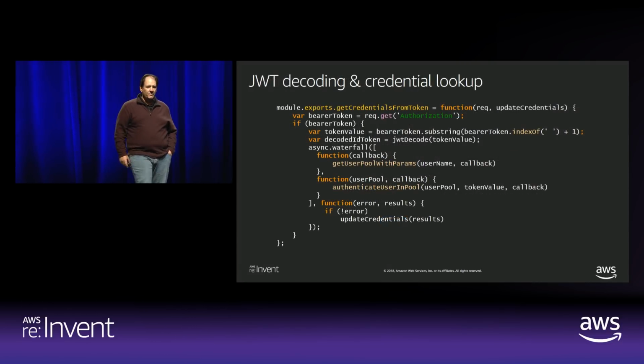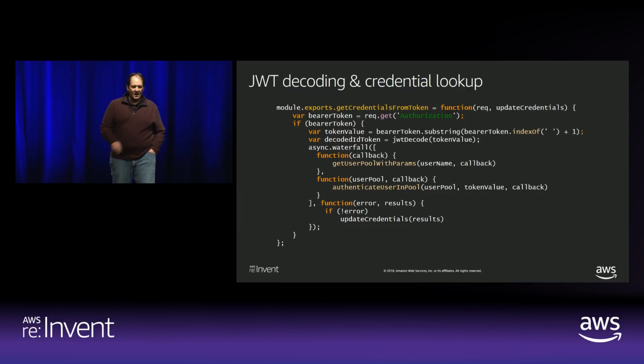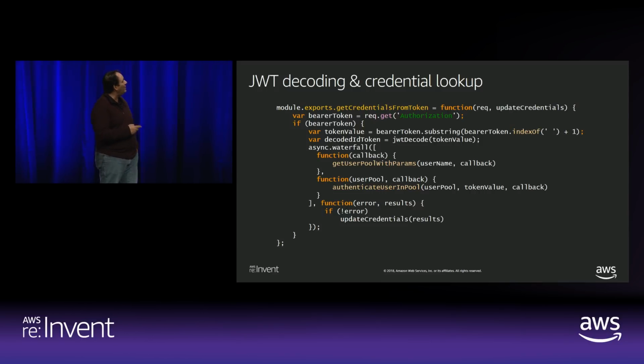Now, step one of getting these credentials is to just look at what it means to pull the token out. And this is Node.js code here, but if you follow the pseudocode, it's pretty straightforward. If you look at the top, here's get credentials from token, and it takes our request in. And on the second parameter, you'll see it has update credentials. In Node.js, they just use callback functions to return a result all the time. So update credentials is actually a function pointer. We're going to call that function pointer when we're done and use it to pass the result back to the caller.